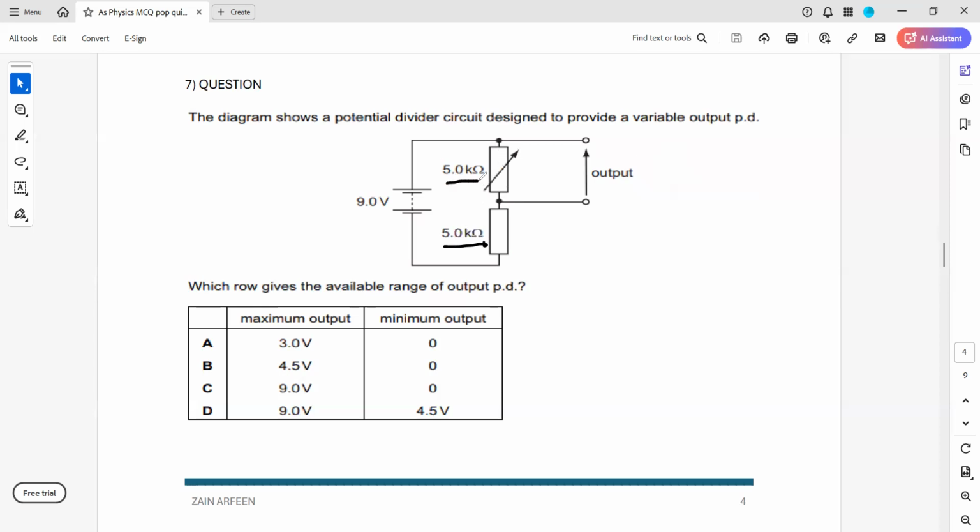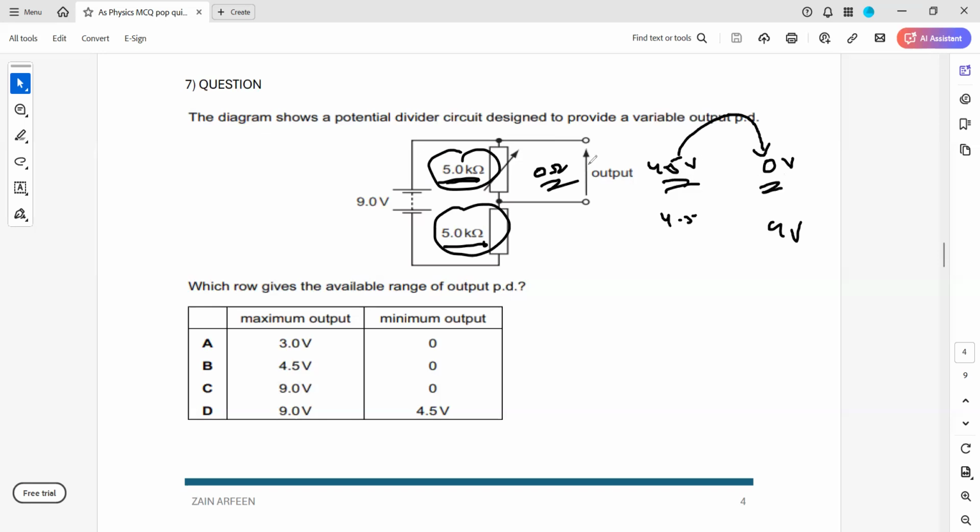So with one fixed resistor and one variable resistor, initially they have the same resistance, so they will have the same voltage. But if the variable resistor's resistance decreases to 0, the voltage here will be 0 and the voltage here will be 9. A variable resistor is a component whose resistance can be changed. A fixed resistor's resistance cannot be changed. So when we change its resistance from 5 to 0, the voltage here will decrease from 4.5 to 0. Is it clear?